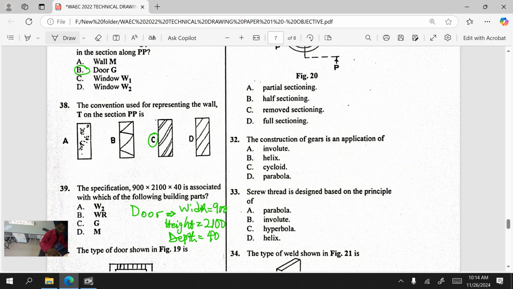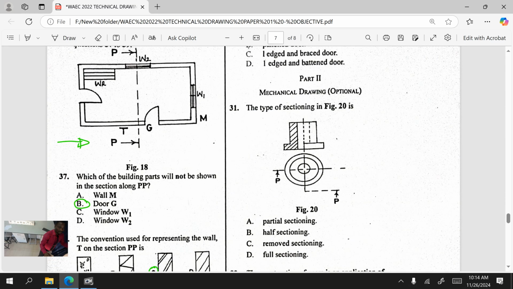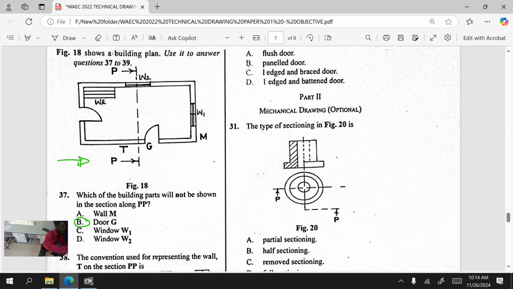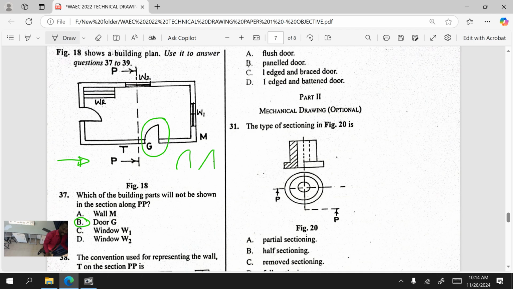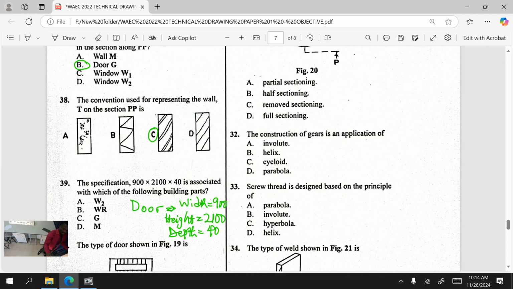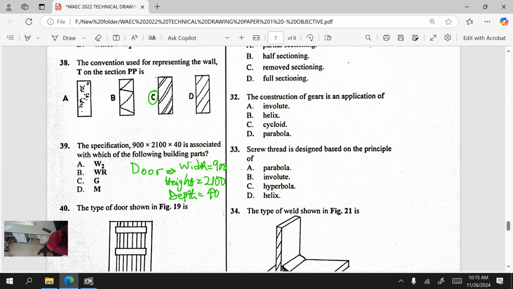So you are going to ask yourself, where is the door here? What is the convention for door? I hope you know the convention for door. I'll circle it for you. This is the convention for door. It could be this that is being used here, or this, like this. Do you get it now? Good. So that's the convention for door, and that is G.